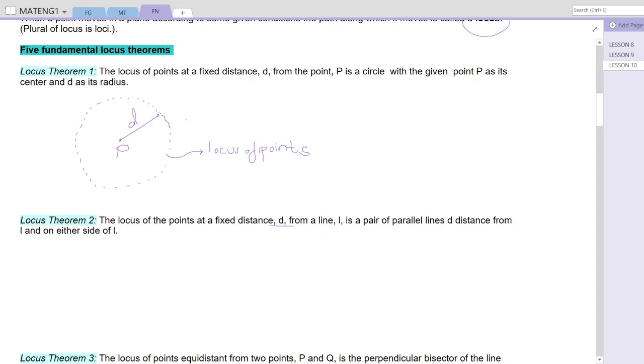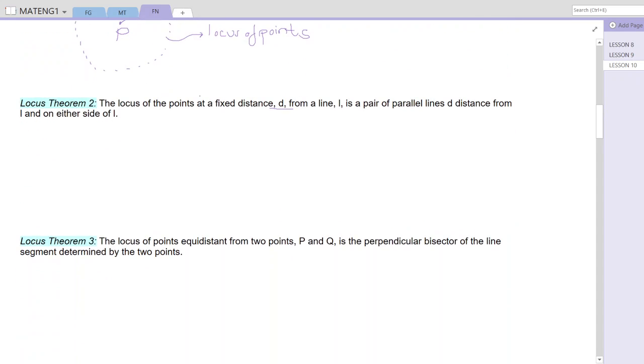Okay, so therefore D there is the radius of the circle. So a circle with center P and radius D. So given a point, the locus of points forms a circle. So we move on to locus theorem 2.